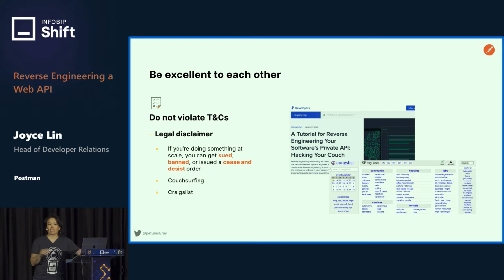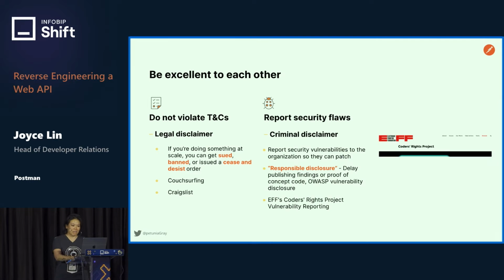Craigslist is another one that is known for suing a ton of people. Never try to reverse engineer Craigslist or use their data, because they've sued a number of companies and independent developers just for using and building on their data. So don't violate T's and C's. And in some cases, you could be committing a crime.